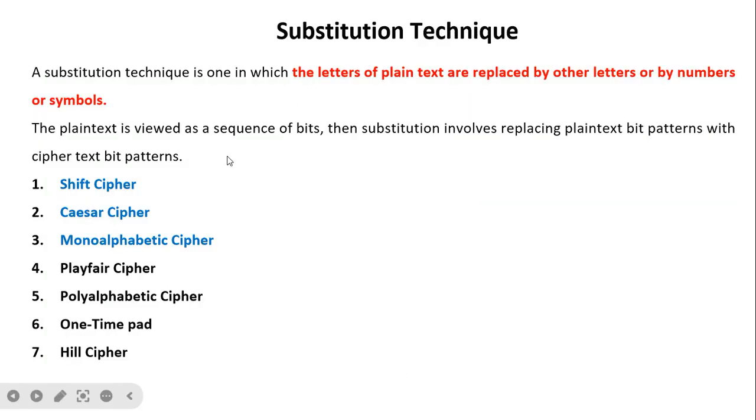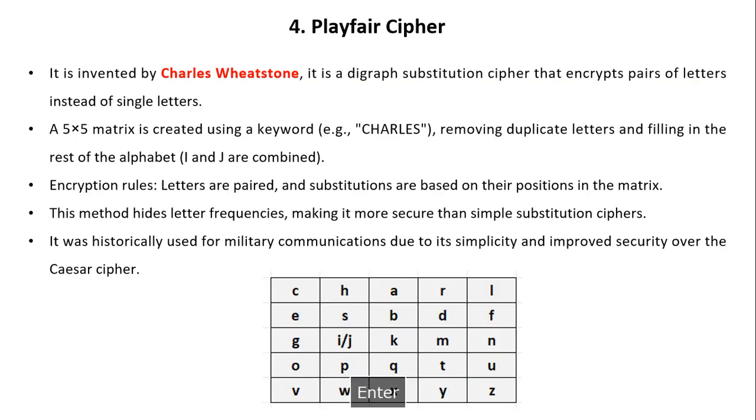Substitution technique. In my previous video, I have already explained the shift cipher, Caesar cipher and monoalphabetic cipher. Now in this video, I am going to explain the Playfair cipher. The Playfair cipher was invented by Charles Wheatstone. It is a digram substitution cipher that encrypts pairs of letters instead of single letters. A 5 by 5 matrix is created using a keyword, removing duplicate letters and filling in the rest of the alphabet. I and J are combined, or we can use either I or J.